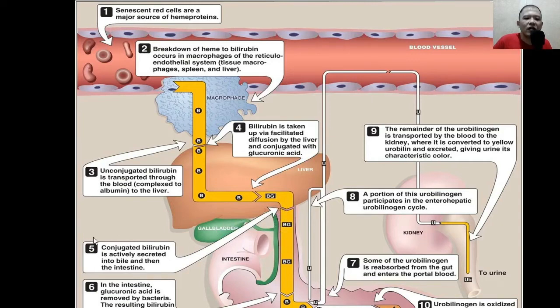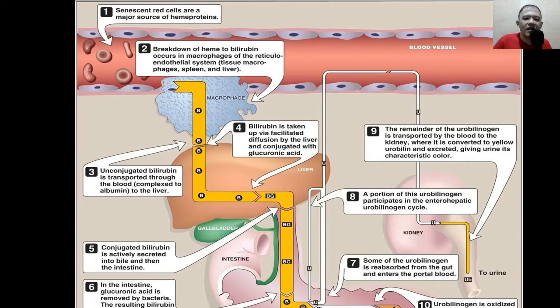Okay, so conjugated bilirubin is actively secreted into the bile and then in the intestine. In the intestine, glucuronic acid is removed. So it is conjugated only to be removed when it is already in the intestine. The resulting bilirubin is converted to urobilinogen. So the better term is deconjugated bilirubin.